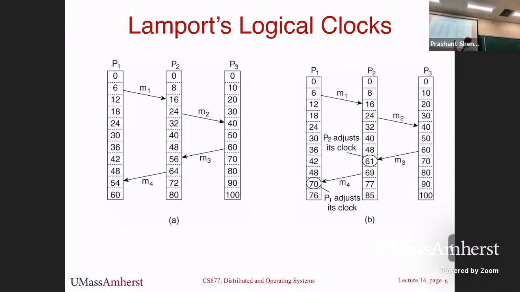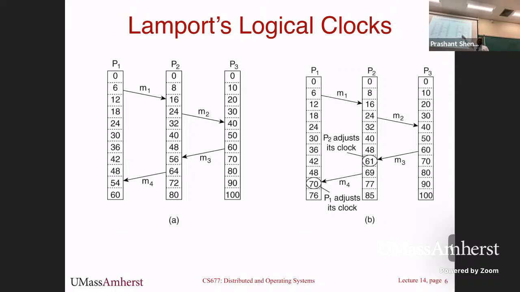Okay, now let's take M3. When M3 goes from P3 to P2, it is going to take 60 with it because that's the clock value. That is going to be received at P2. P2's clock is at 56. You're going to take the max of those two. Max of the two is 60, so this actually has to be set to 61. In this case, nothing has happened, but when you use the technique, this is what is going to happen: you take the max of the two and you increment that to 61.